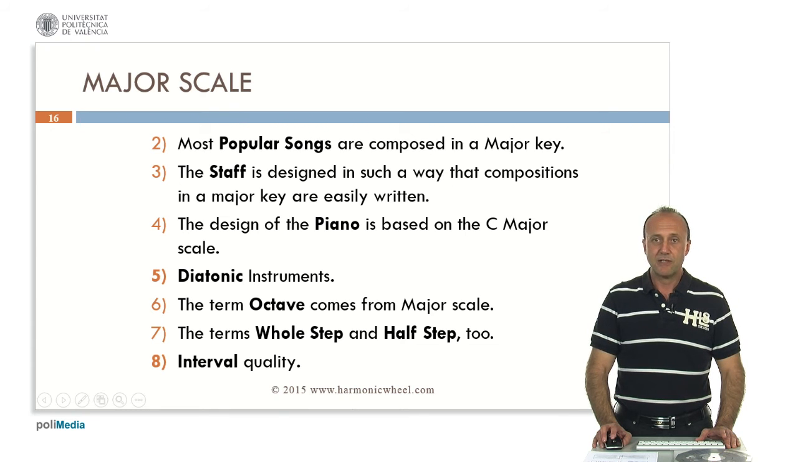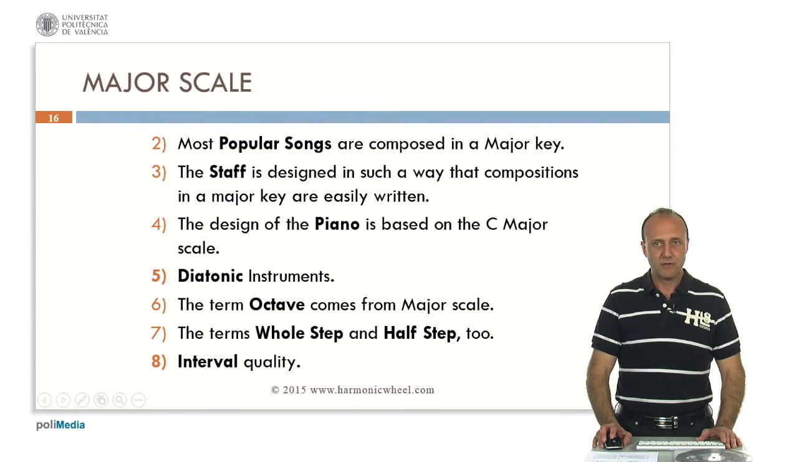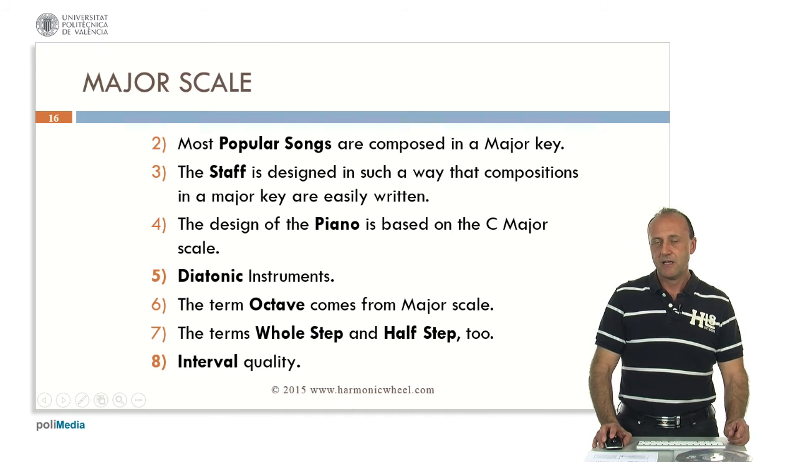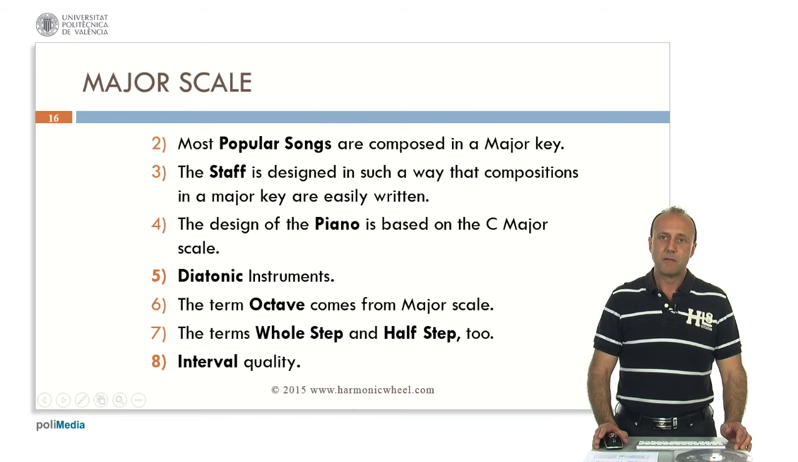Several instruments which are called diatonic, such as some flutes, harmonicas, harp, and xylophones, and many musical toys only have the notes corresponding to a major scale, usually the C major scale. The term octave comes from the major scale too. If we choose a major scale, for example, C major, we start with C and run through the scale until the next C. The second C is the 8th note in this series. The name octave comes from the Latin language and means precisely 8.